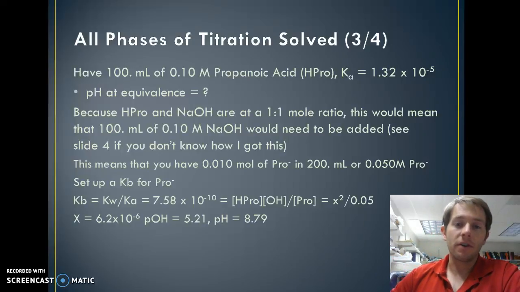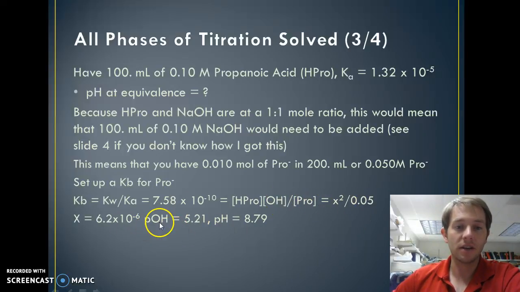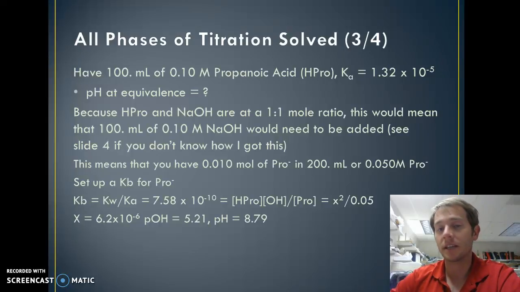So if you figure out the concentration, it's 0.050 molar propanoate ion, and you're just going to set up a Kb for this. So Kb is Kw divided by Ka, which is 7.6 times 10 to the negative 10th. And so then this is going to be x and x over 0.05 minus x. So when you solve this out, you get a pOH, because x is equal to the OH concentration. Take the negative log, you get a pH of 8.79. Now again, we have a basic pH, which makes sense because the only thing acting here is a weak conjugate base.